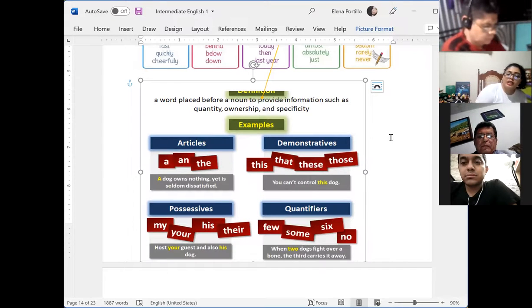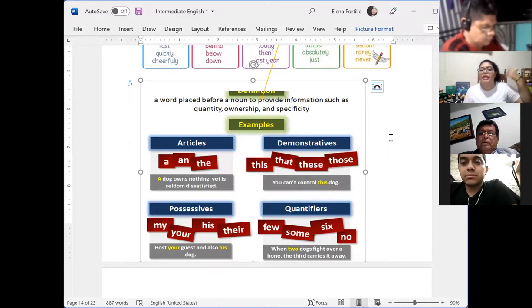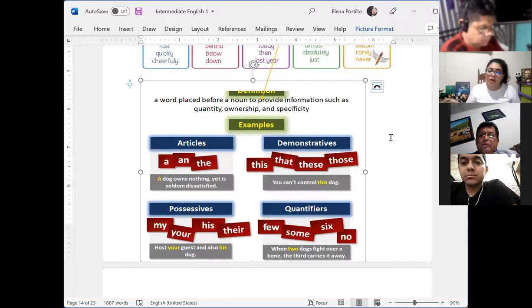So in this case, the determiners give you information about the quantity, how much, how many, the ownership, my notebook, your pen, his bag, and all of those words. And also demonstratives telling this one, that one, these or those, and the articles that we already know.